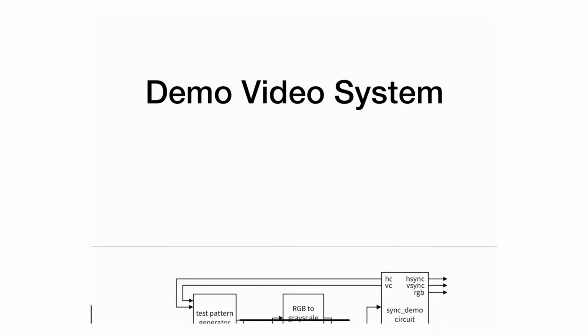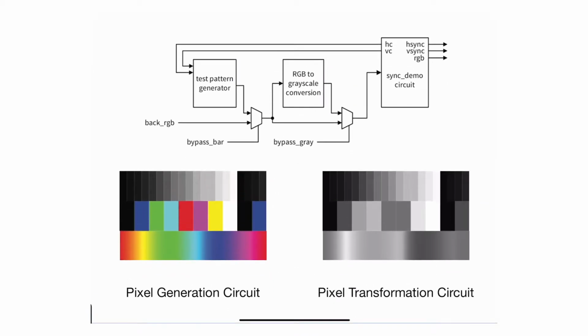We got the VGA controller to work and to display solid colors on a VGA monitor. Now we move into developing a little bit more interesting demo video system. Along the way, I'll show you the two types of video cores, or video systems or subsystems, that you might see. The first pattern you will see is a pixel generation circuit.